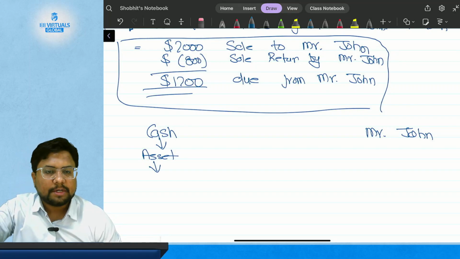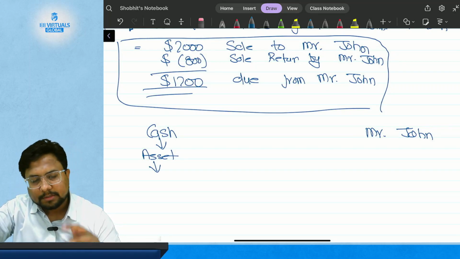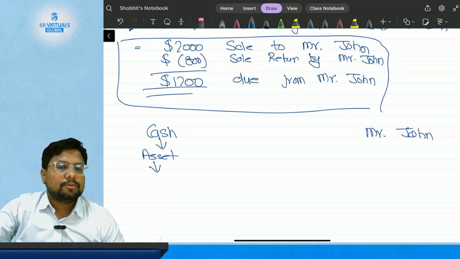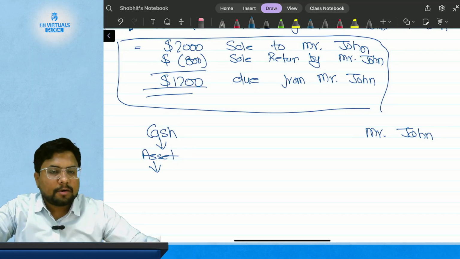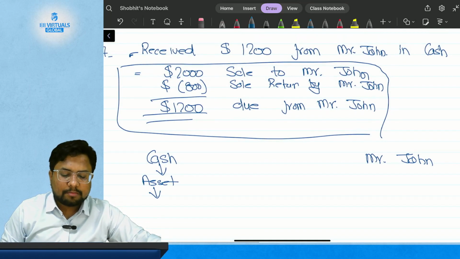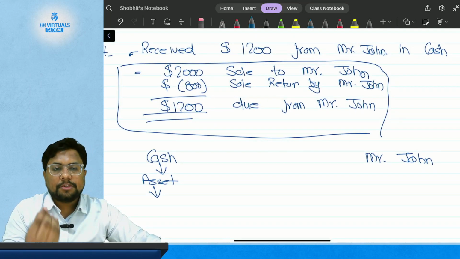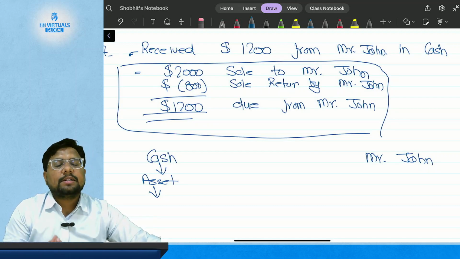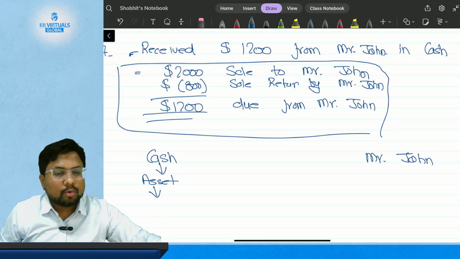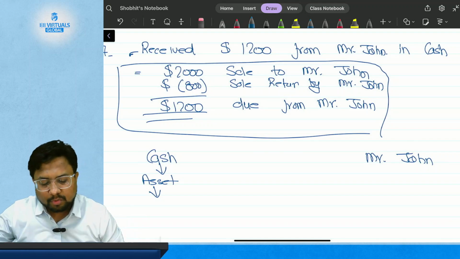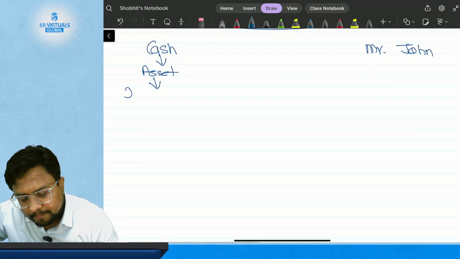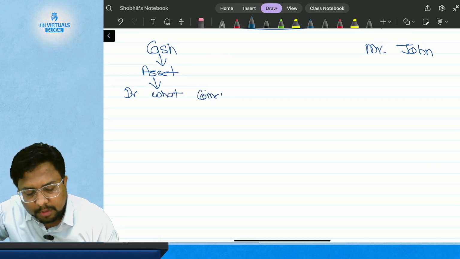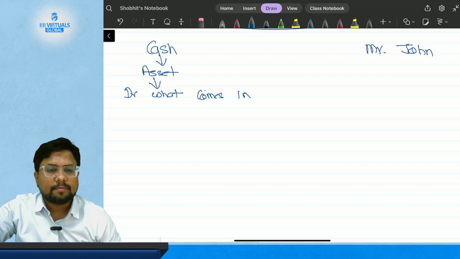And when it comes to an asset, who deals with this? The real account rules deal with the asset. And what does it say? It says debit what comes in, credit what goes out. So here Mr. John has paid cash to me. Have I received the cash or have I given the cash? I have received the cash. And the rule is saying debit what comes in. So I will apply the rule, that is debit what comes in.